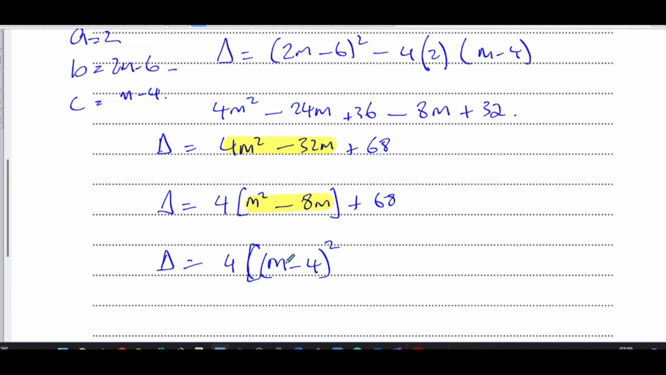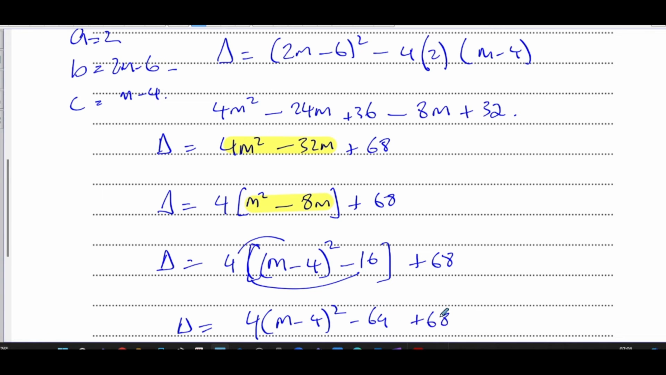If I square that, I'm going to get m squared minus 8m plus 16. I don't want the plus 16, so I'm going to take away that 16. And then I'm going to close the bracket. I'm going to put plus 68 on the outside. I haven't taken out the 4 from the 68, so I'll leave that on its own. Now I can take this 4 and multiply it by these two terms, 4 times this and 4 times that. So let me write that on the next line to give myself some more space. So I'm going to have 4 times (m minus 4) squared, minus 64, plus 68.